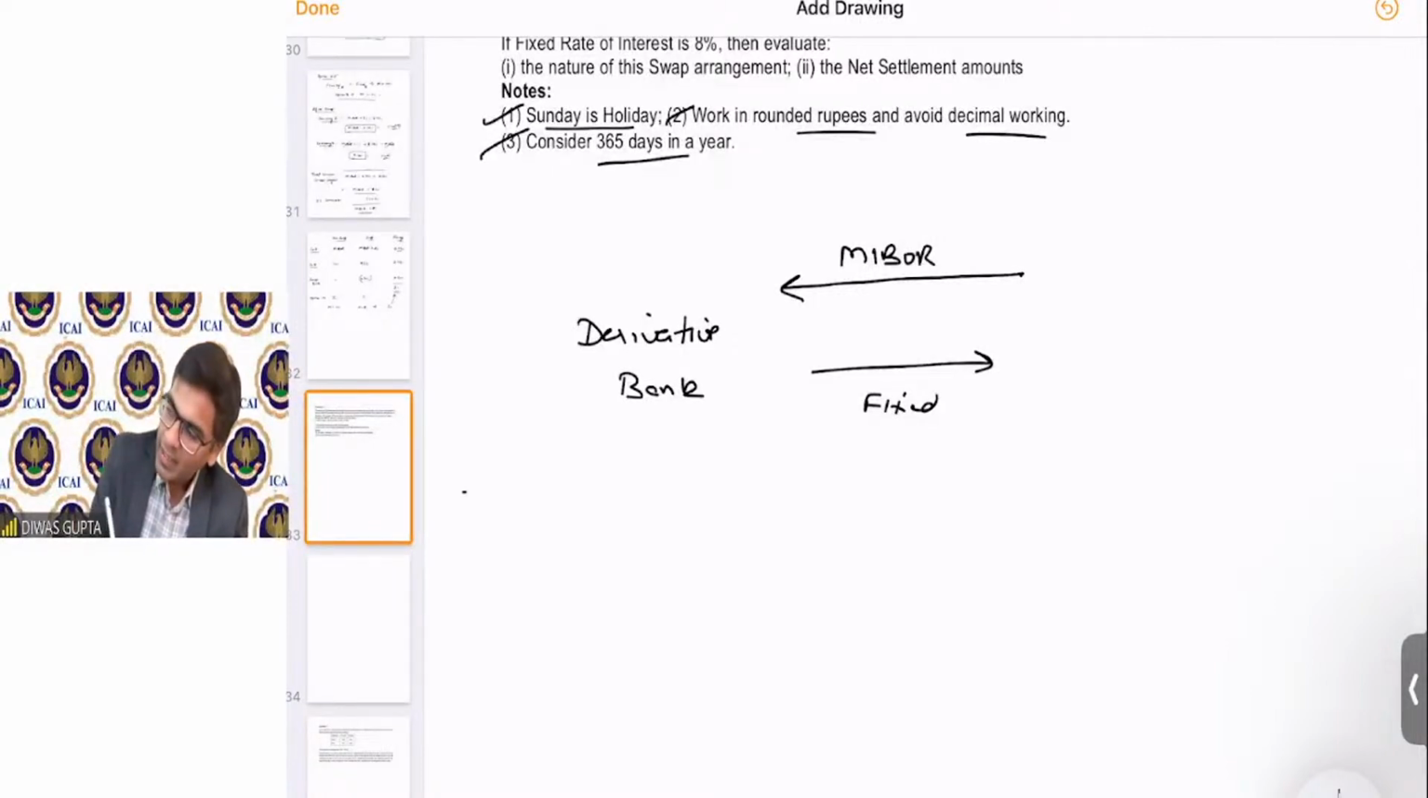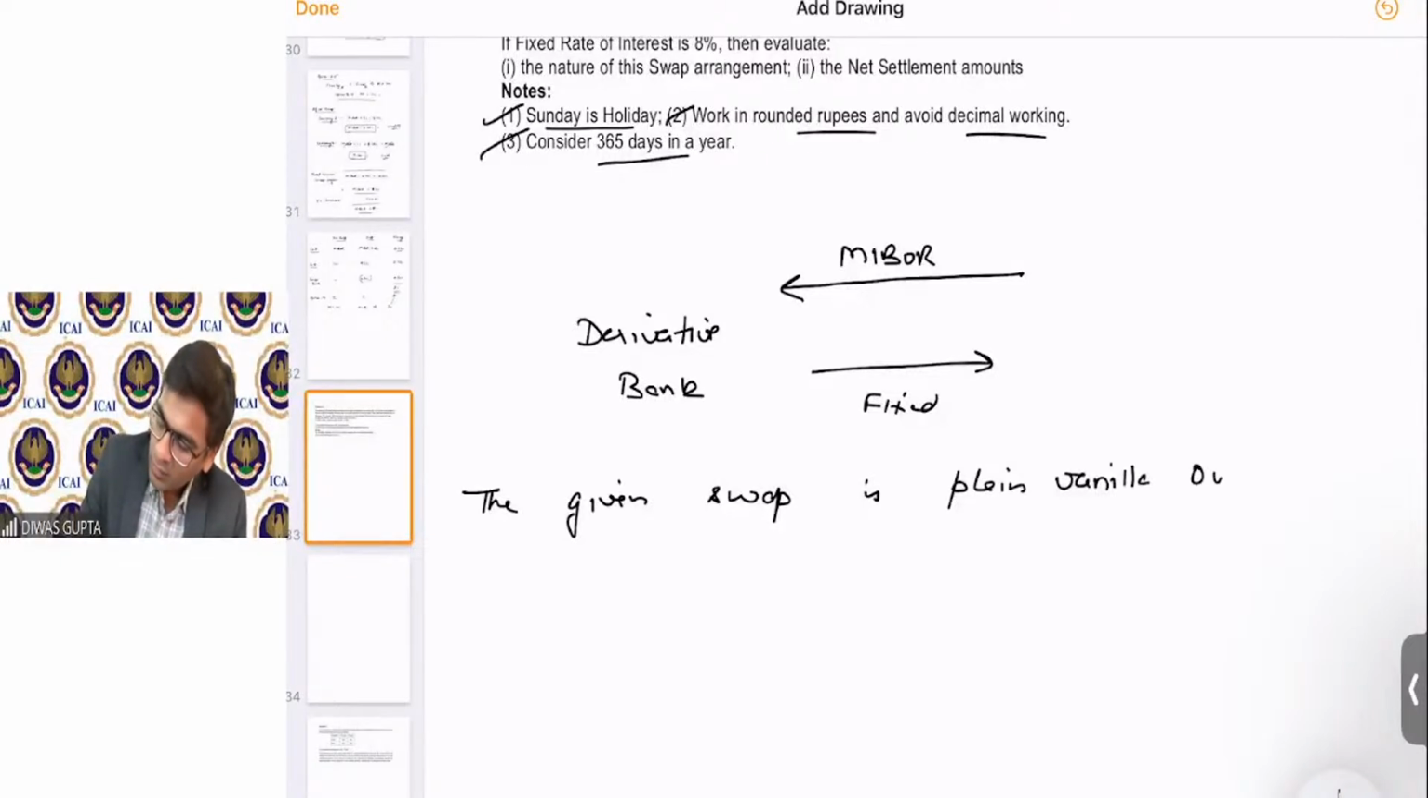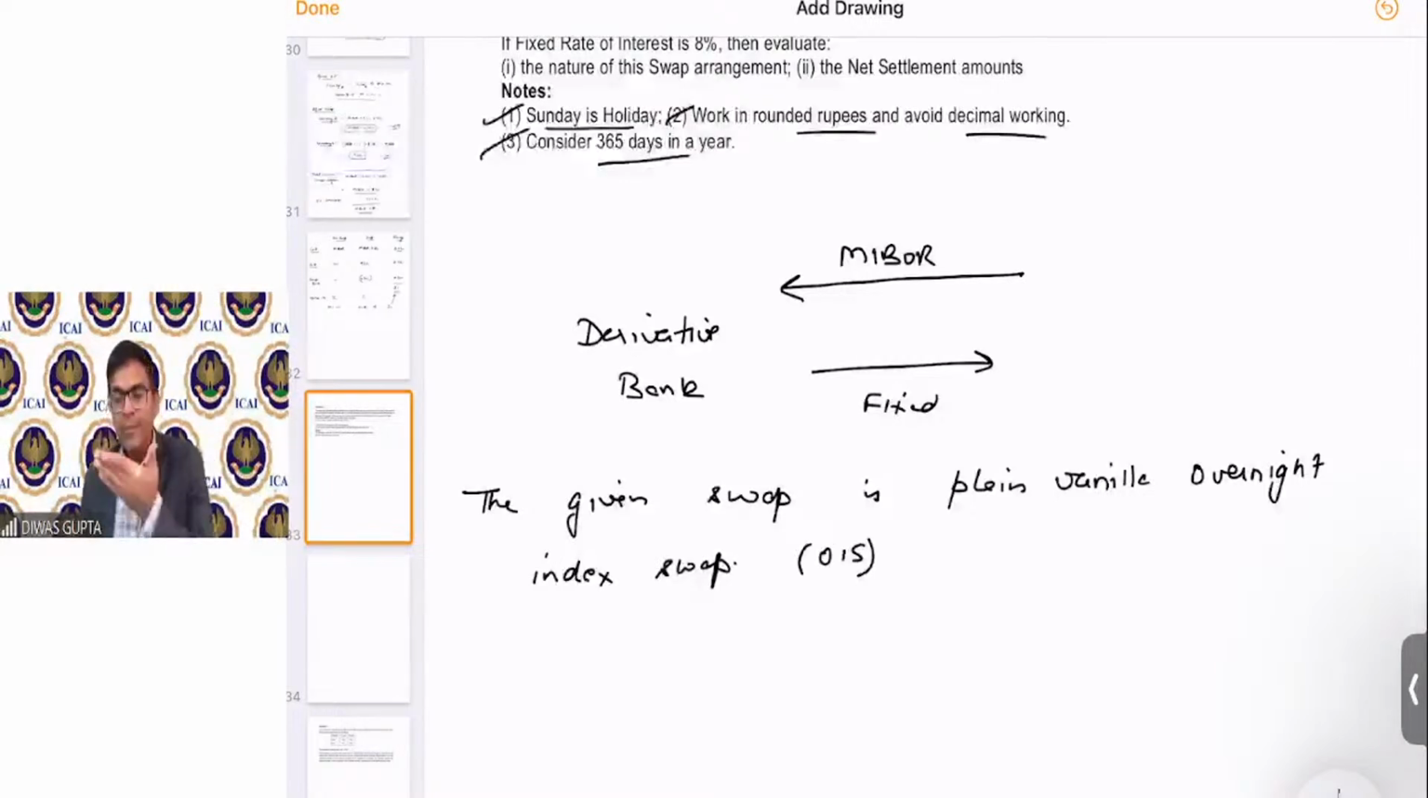So we can mention that the given swap is a plain vanilla overnight index swap. OIS, we call it overnight index swap. I'll tell you what this term means.